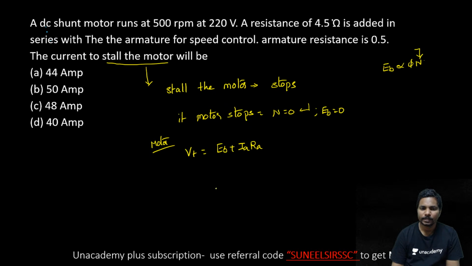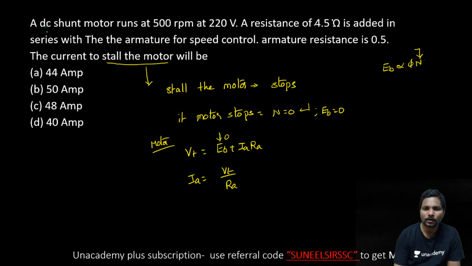Okay, back EMF plus IA RA. So if you want IA, here EB is equal to 0, so IA is equal to terminal voltage by RA. And here they have connected one series resistance. So you can also add the series resistance.